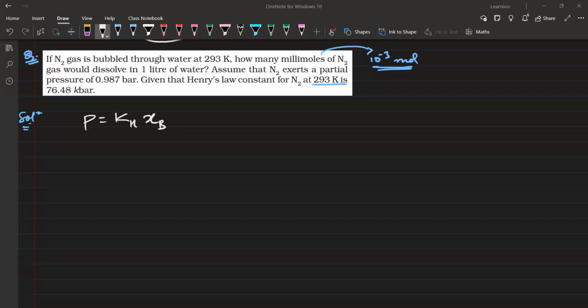Just make sure that you can see, given that Henry's law constant for N2 at 293 Kelvin is 76.48 kilobar. So make sure that you are writing 1000 into that number, because the value of pressure is in just bars, so you have to keep the value of kH also in just bars.